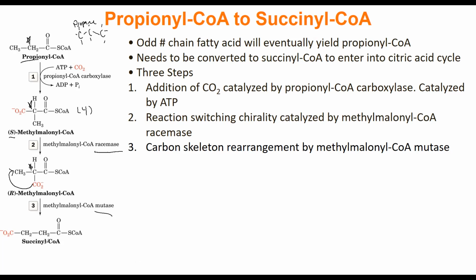Succinyl coenzyme A, hopefully you know that is part of the citric acid cycle. It can be fed into there. And that's how you deal with odd number fatty acids. So you break it down via beta oxidation until you get 3 carbons left. And then instead of doing more beta oxidation, you just add a CO2 to it and make succinyl coenzyme A.